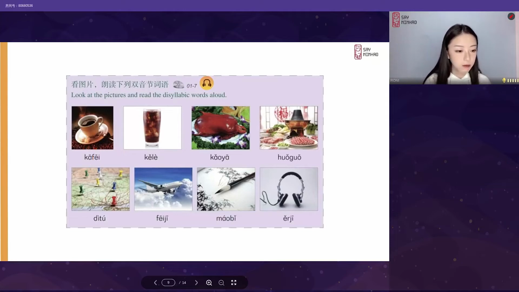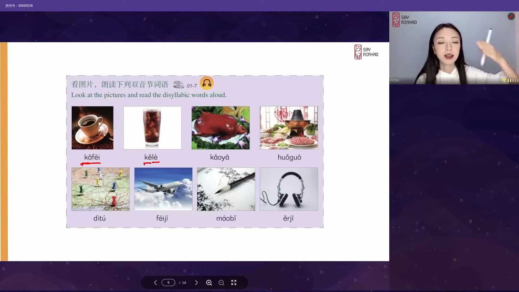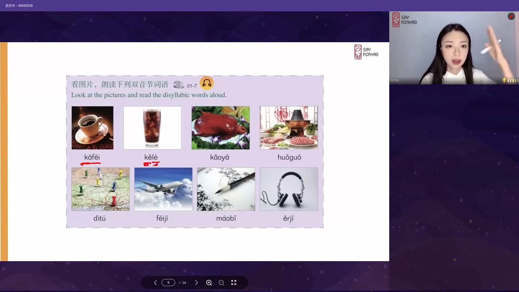So now let's see. First one is 咖, ka, first tone, and 啡, fei, ka fei, ka fei. It means coffee. Read after me, please. Ka fei, ka fei. Next one, 可乐, 可乐. Read after me, please. 可乐, 可乐. It is a third tone and fourth tone. 可乐, which means cola, cola.